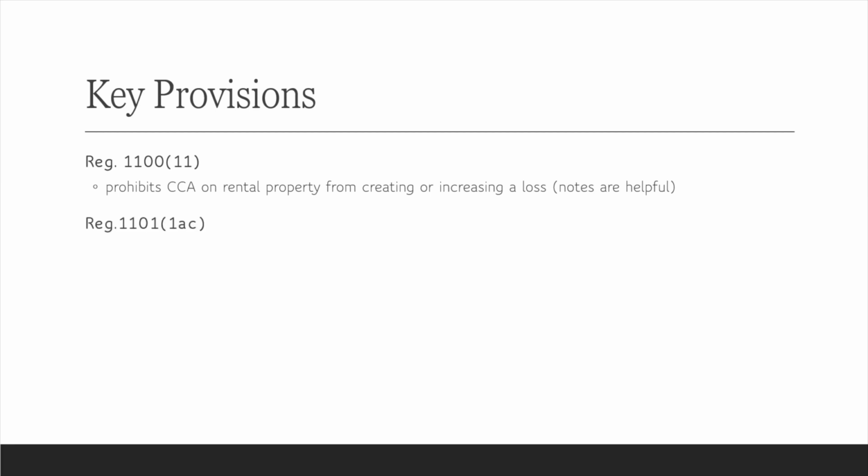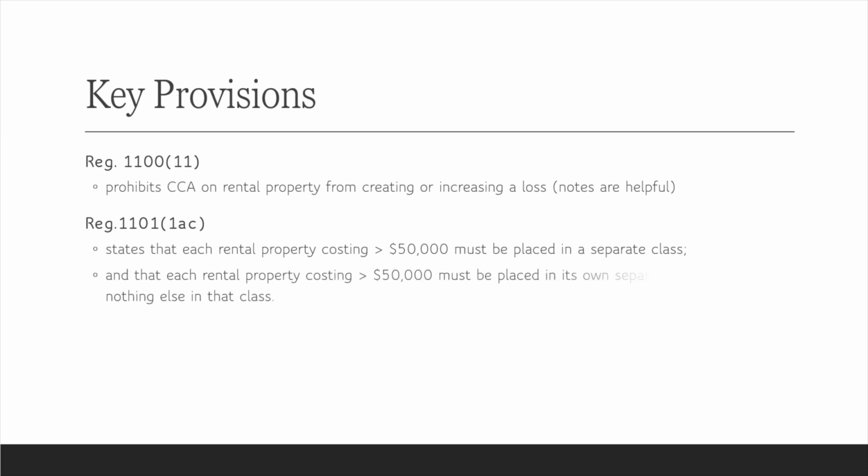Next is Regulation 1101 1AC. That states that each rental property costing greater than $50,000 must be placed in a separate class. Each rental property costing more than $50,000 must be placed in its own separate class with nothing else in that class. We're going to see that in this question that we're about to do.